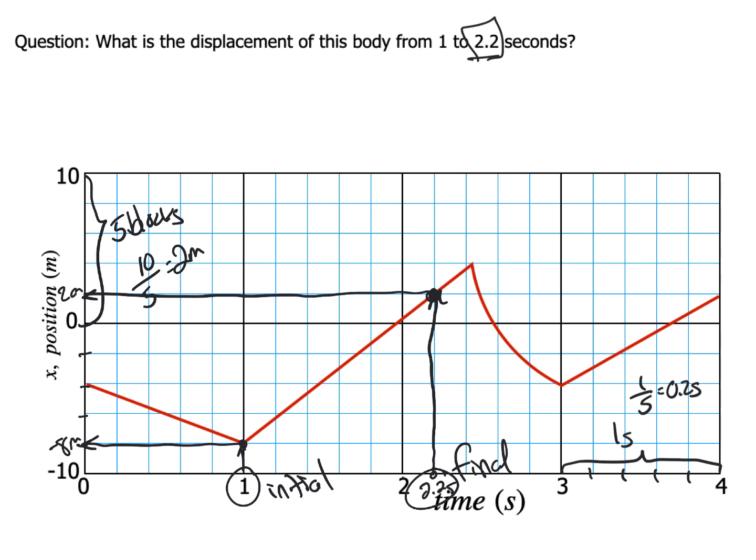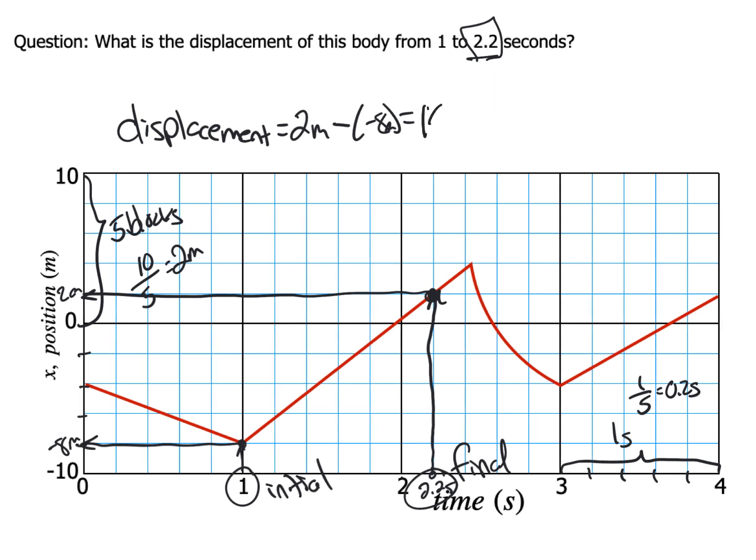All right, so our displacement is equal to the final position minus the initial. So the final position is going to be 2 meters minus the initial, which is negative 8 meters. And 2 minus negative 8, that's 2 plus 8. So that's going to be 10 meters. So the displacement is equal to 10 meters.